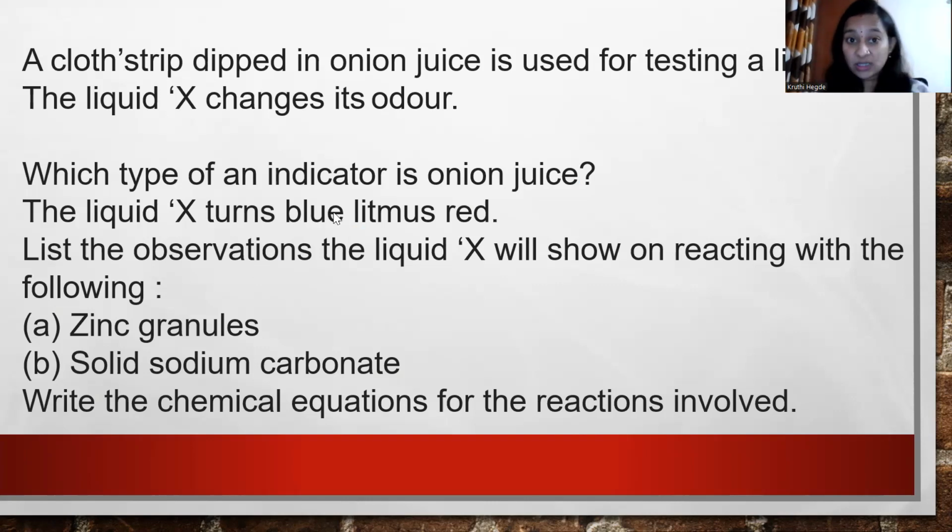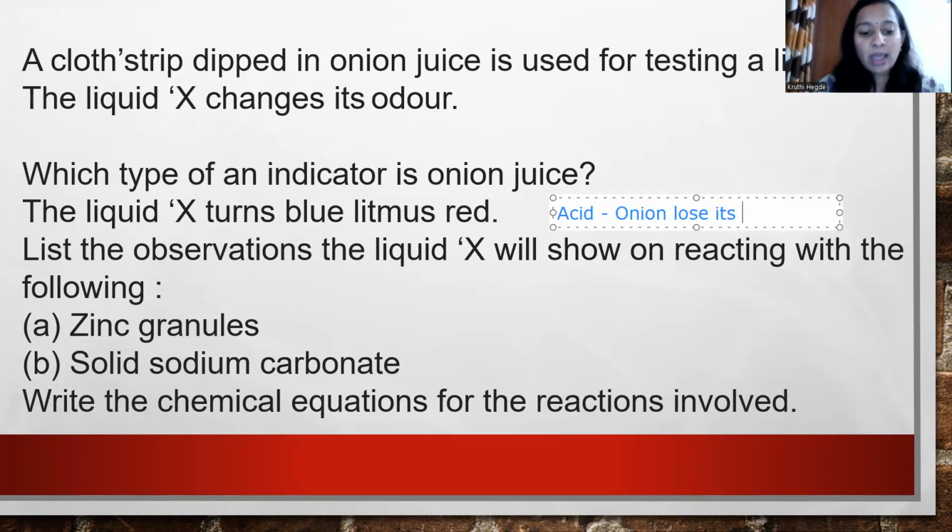We learned in the previous video that if smell changes, it is an olfactory indicator. The liquid X turns blue litmus red. If blue litmus turns red, what should be the nature of that liquid? It is an acid. So in acid, onion will lose its smell; onion loses or changes its smell.